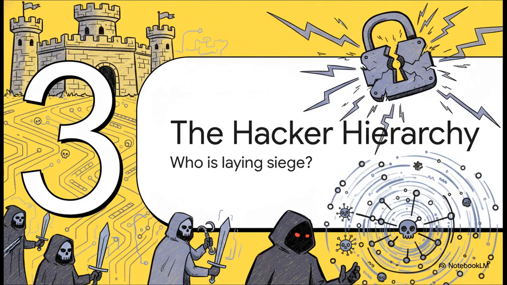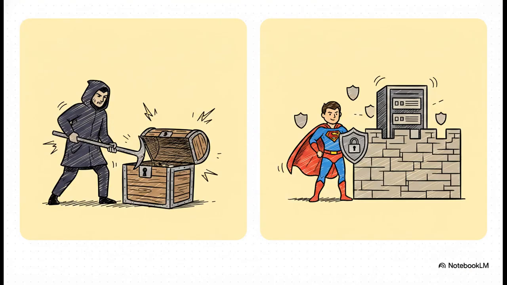All right, Section 3, the hacker hierarchy. Who exactly is laying siege to our castle? So the absolutely crucial point here is that hacking itself is really just a tool. It's completely dependent on the intent of the person using it. On one side, you've got the black hat hackers. These are the classic villains of the cyber world. They have malicious intent, they operate illegally, and they're usually out for personal financial gain through theft, blackmail, or corporate espionage. But on the exact opposite side, using the exact same skill sets, are the white hat hackers.